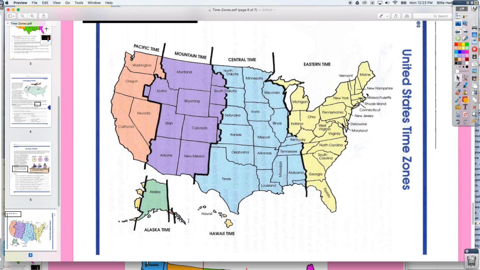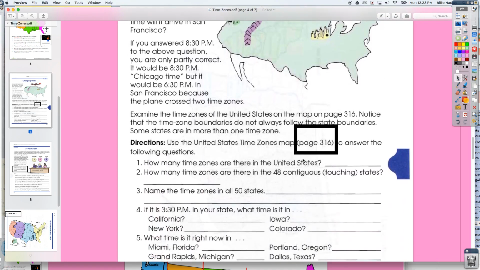Down here, we have the purple and the orange, which actually go with these two. So Alaska is its own time zone, so that's 5 time zones. And then Hawaii time, and this is a Hawaii also. So in the United States, we have Eastern, Central, Mountain, Pacific, Alaska, and Hawaii time. So 6 is what you would put for how many time zones are there in the United States.